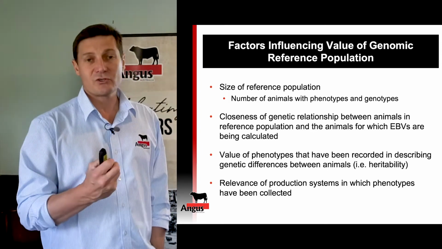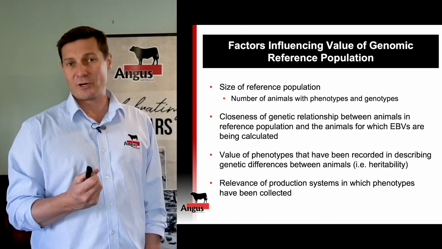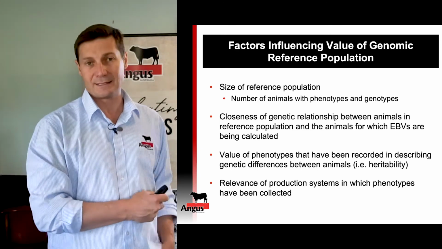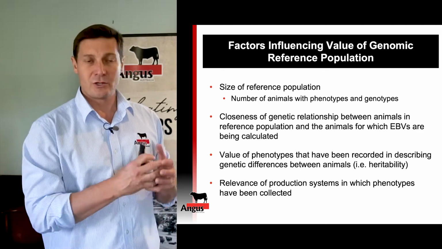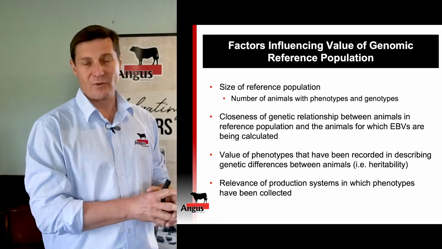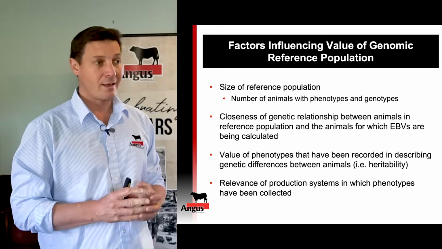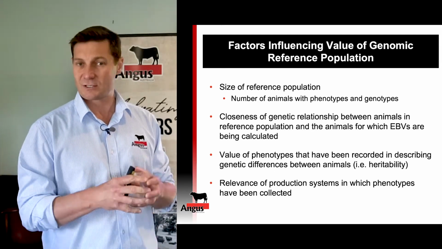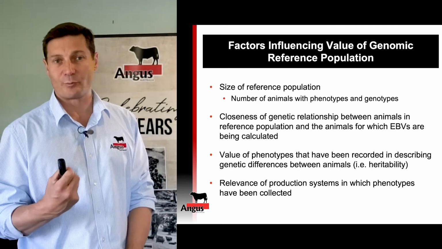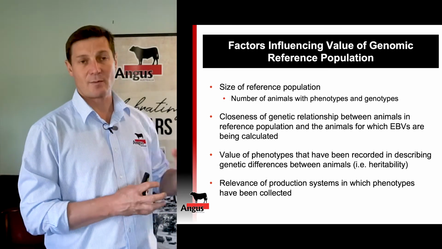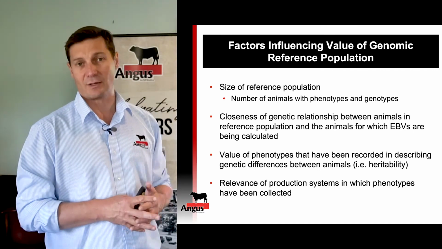It's also the closeness to which the animal that we're trying to predict the breeding value of is related to the animals in the genomic reference population. If an animal is more closely related to the animals in the reference population, that provides a lot more information about what the animal's breeding value is, compared to if that genomic reference population is on quite distantly related animals.